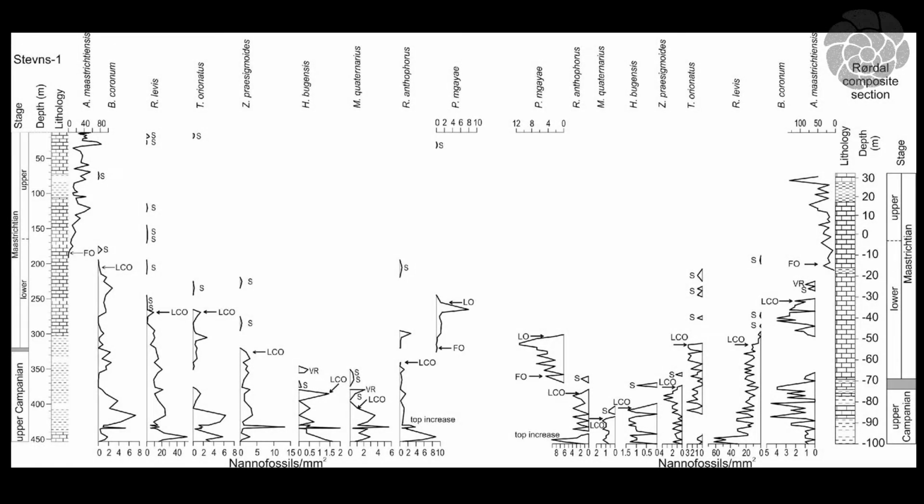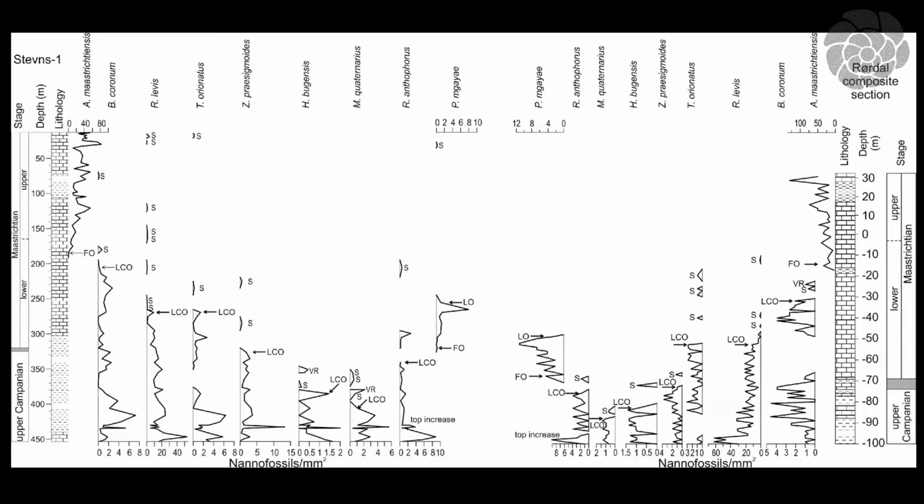This is an example here. It's a comparison of the absolute abundance of a number of markers. This is a comparison between two sites that are approximately 250 kilometers away from each other, Stevns and Rørdal. They are together in the Danish basin, so in the Northwest European chalk.